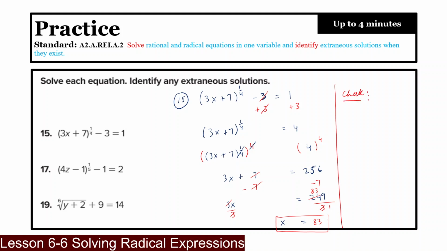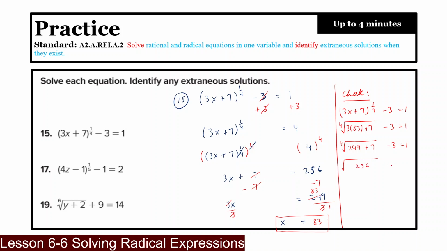Let's do a quick check. We're trying to do (3x + 7) raised to 1/4 minus 3 equals 1. I'm going to rewrite this as the 4th root because it's easier to deal with that. So then I get the 4th root of 3 times 83 plus 7 minus 3 equals 1. This gives me the 4th root of 3 times 83, which is 249, plus 7, minus 3 equals 1.